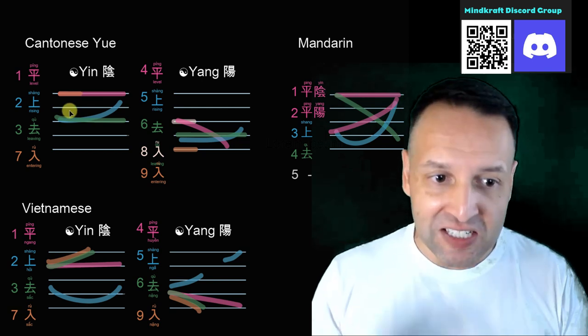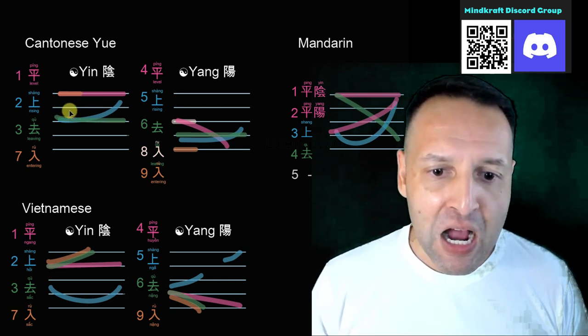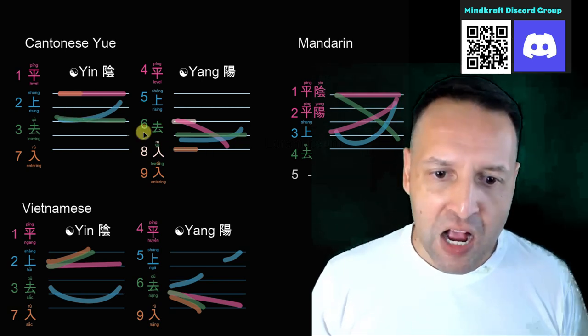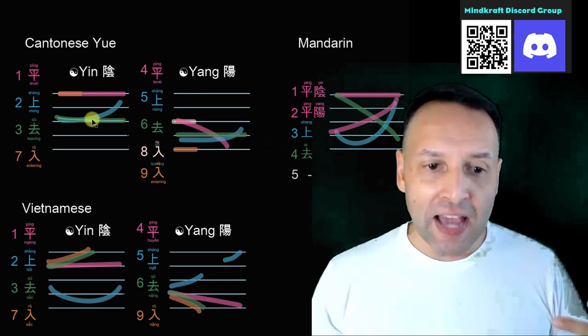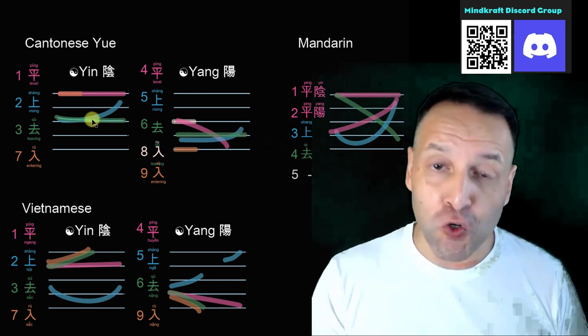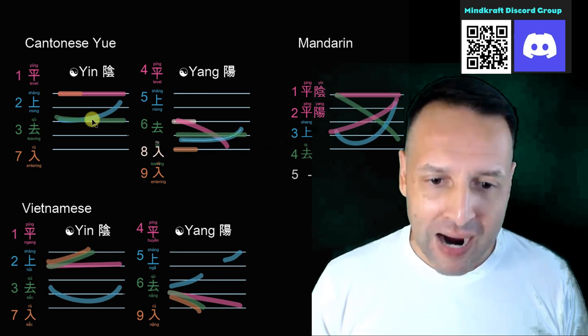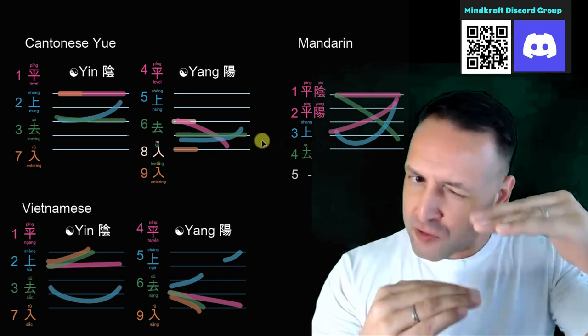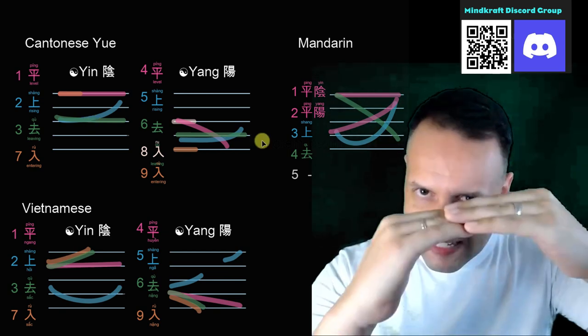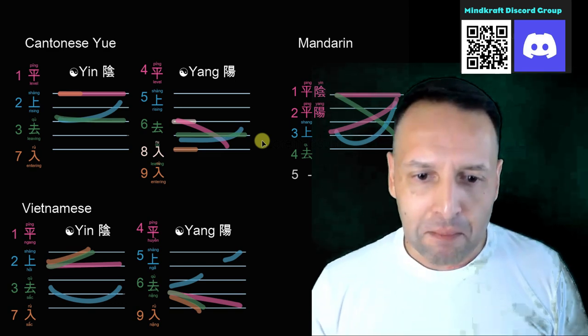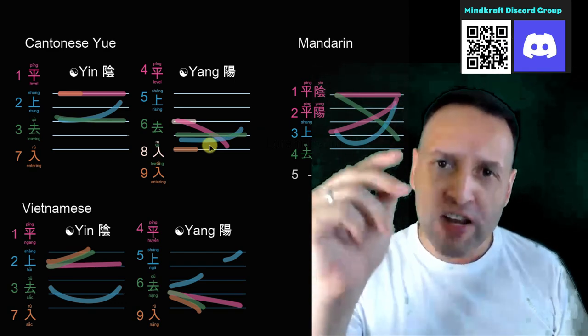Now we have yin and yang for the shang. So we have ma, ma, ma, ma. And then we have the yin and yang for the chu, the departing. Ma, ma. They're just on different levels, very close, but you'll notice that the yang is a notch lower. Ma, ma. And we actually have 3 entering tones.